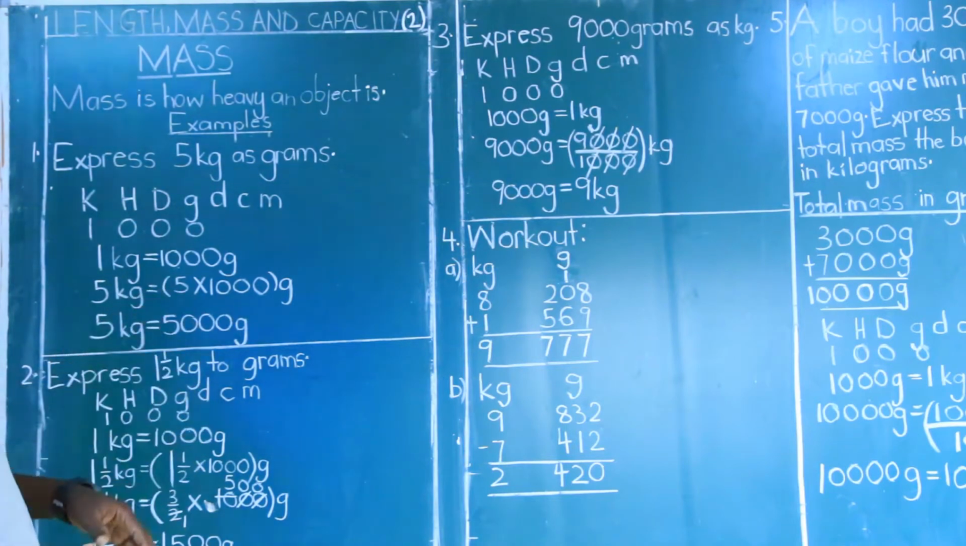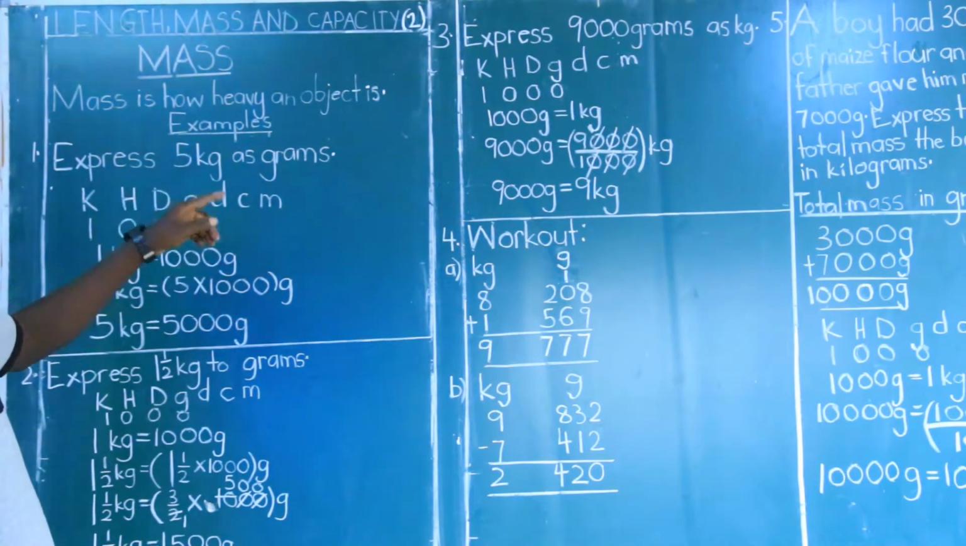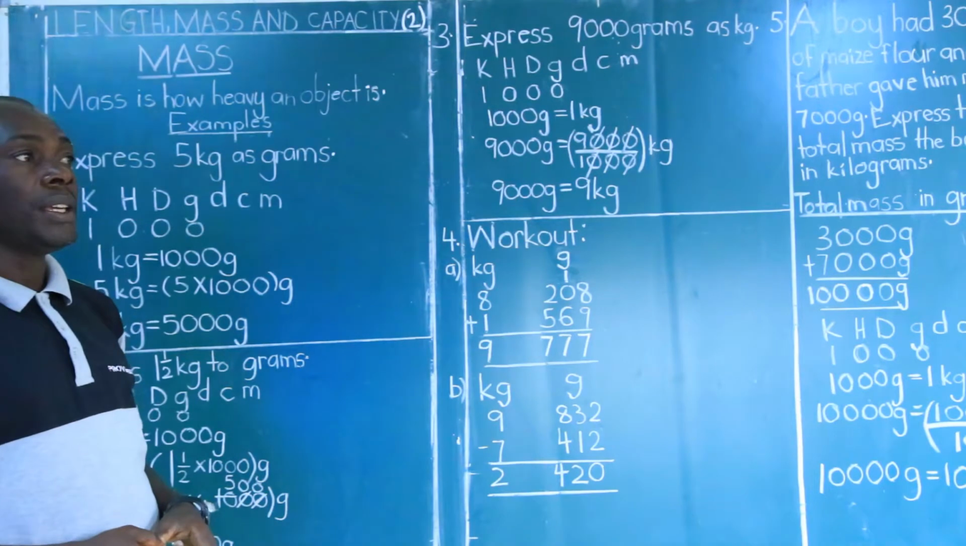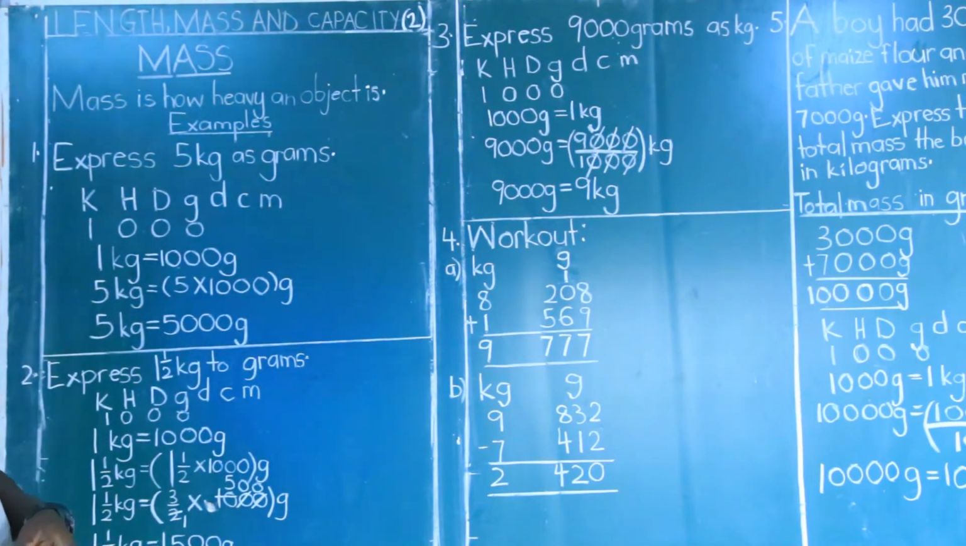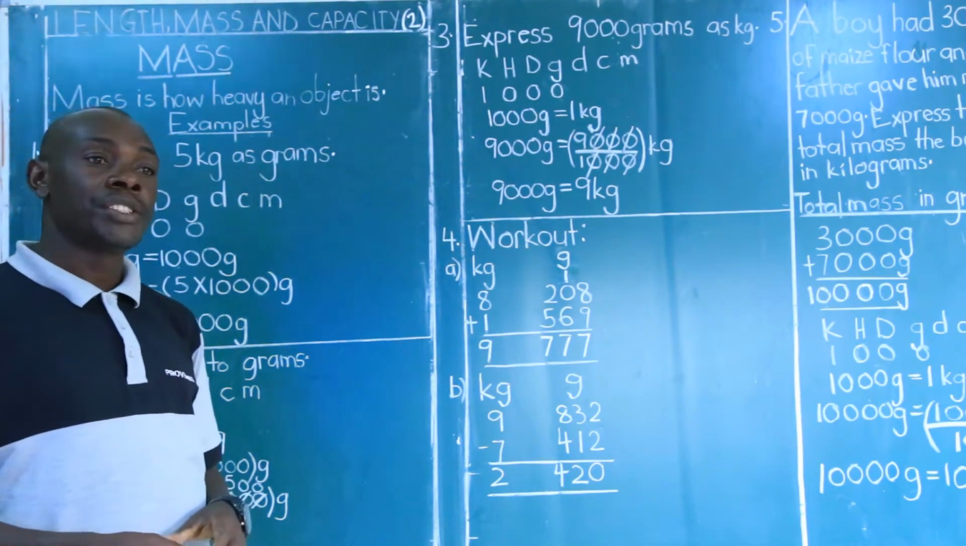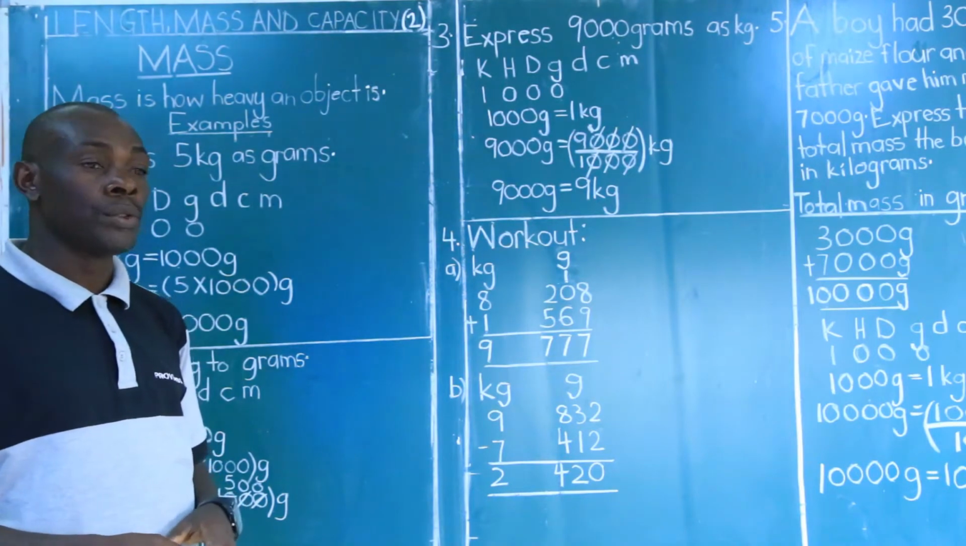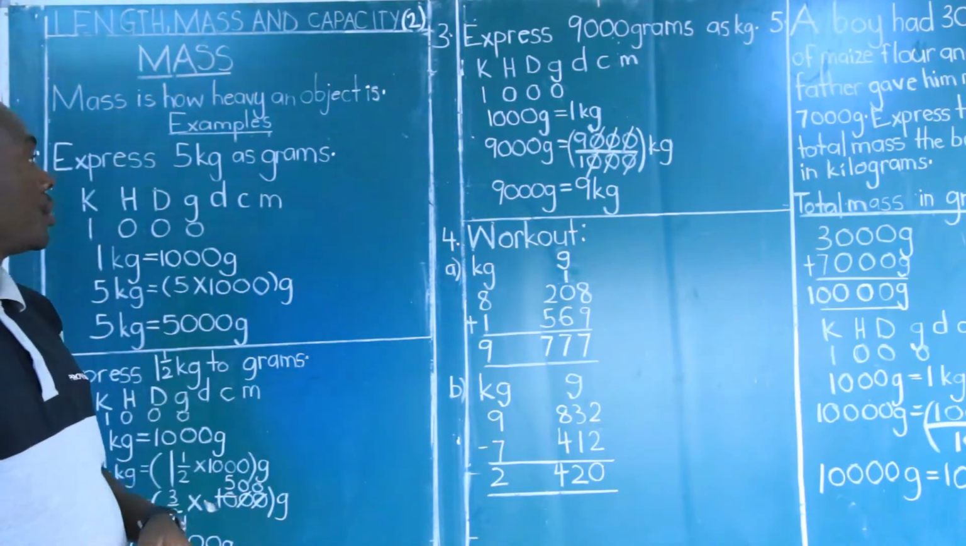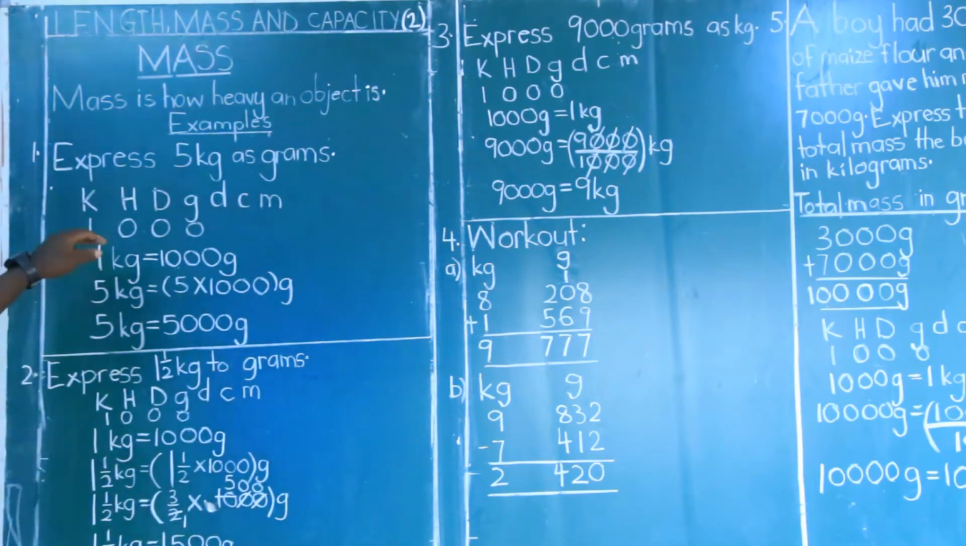We are going to look at examples about what we need to know about mass. Being that mass is how heavy an object is, it's measured in grams. In a unit to do with grams, one will be talking about mass. As the first example suggests, express 5 kilograms as grams.